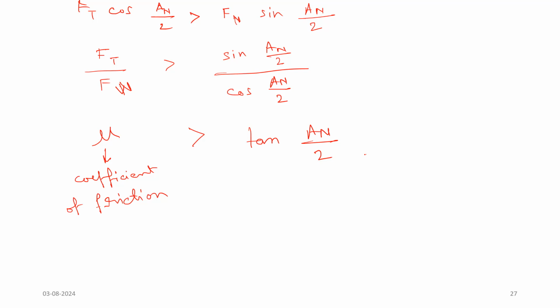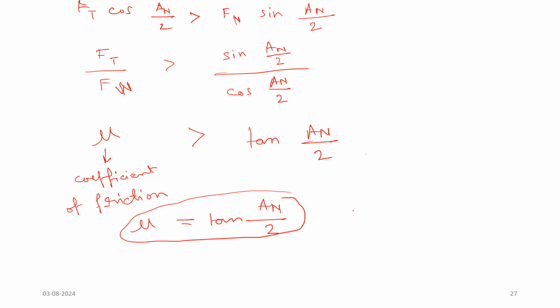Now what does this mean? If the tan n by 2 value is less than mu, then it will get crushed. And this one is the critical angle. This is called the critical angle of nip.